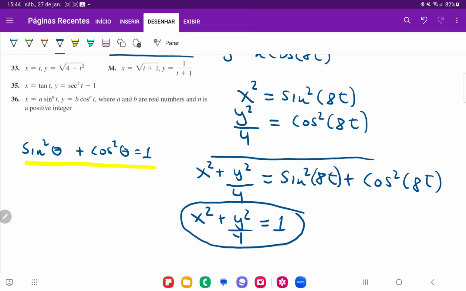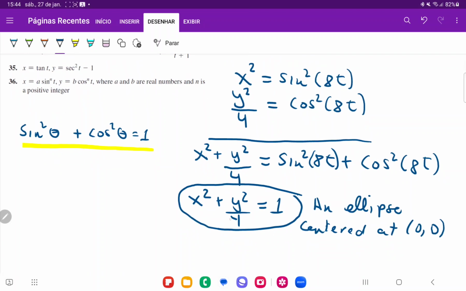And so here, what we can see is that this is going to be the equation of an ellipse. So we have eliminated the parameter, and this is an ellipse centered at 0, 0. And then we can see that we have the major and the minor axes, but we're not going to get into that. We just need to know the general equation that this forms. So that's it. We were able to use the trig identity to eliminate the parameter t and get a single equation in terms of x and y.